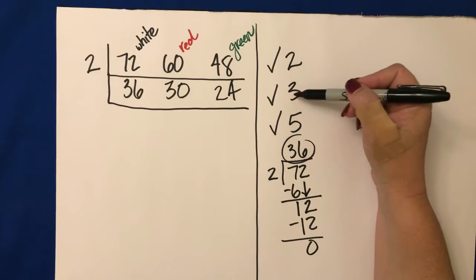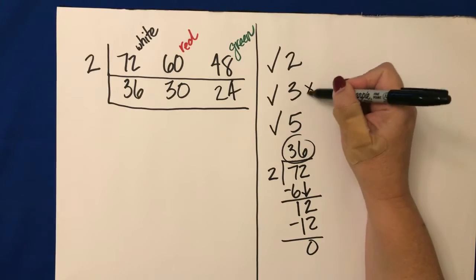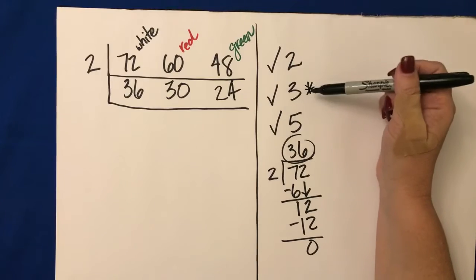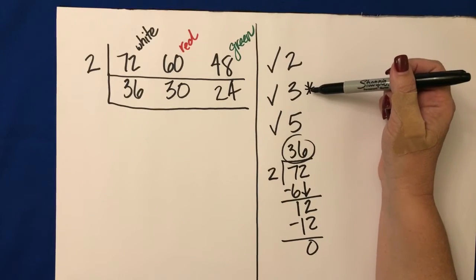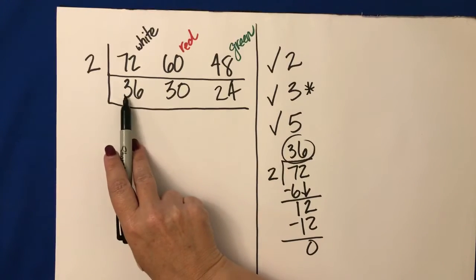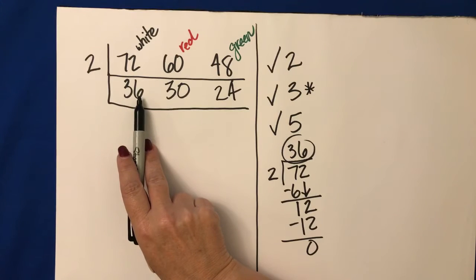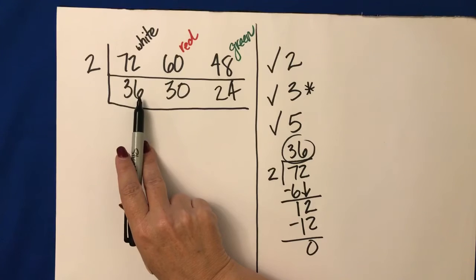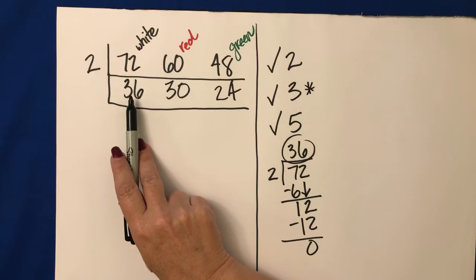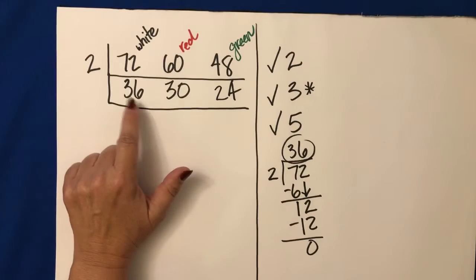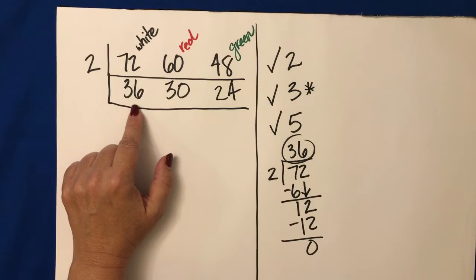So what I'm going to do is I'm going to test this number right here. And to figure out if a number can be divided by 3, the way we test it is we add the digits together and we see if that number is divisible by 3. So 3 plus 6 makes 9. Is 9 divisible by 3? Give me a thumbs up if you think I can divide this by 3. Yes, I see 2 yeses.